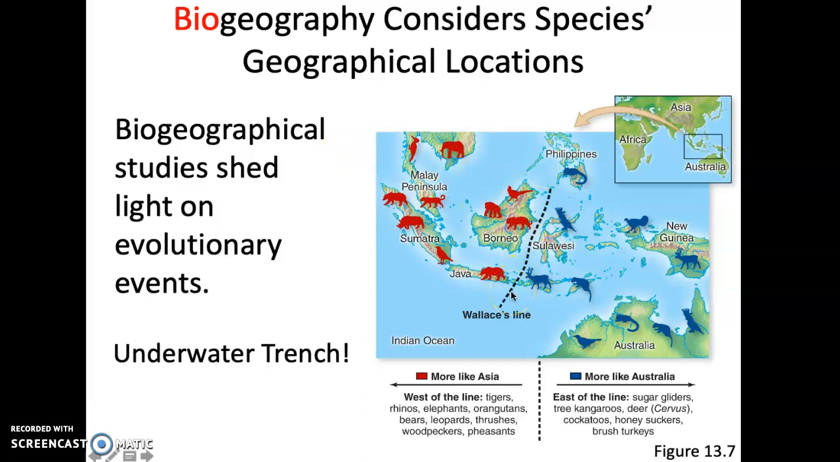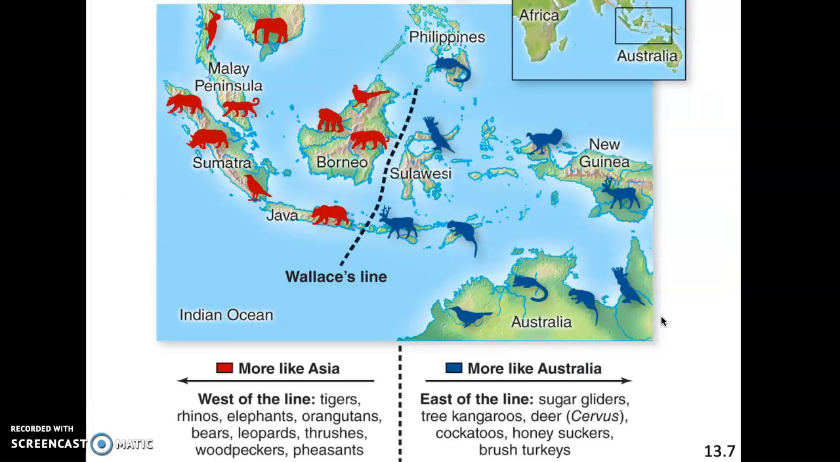And even though the water level could have come up and come down over time, still these were dramatically separated by that trench. So organisms here to the left were more like Asian organisms, the tigers and bears and leopards. And to the right here were more like those found in Australia, with kangaroos and cockatoos and honeysuckers, and I'll show you some pictures of some of those.